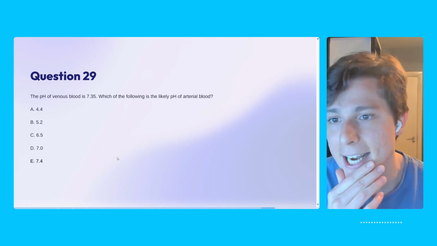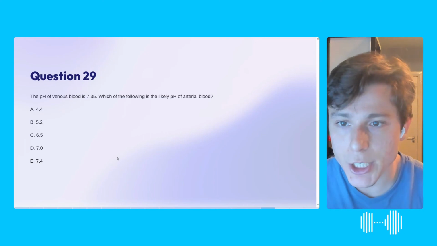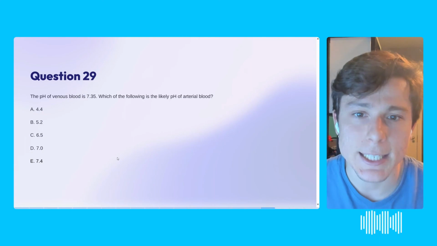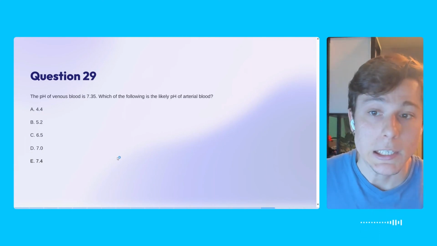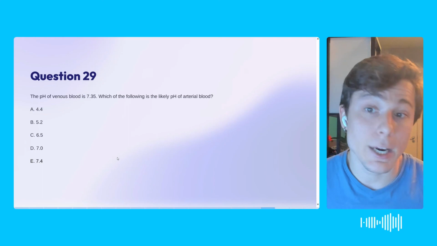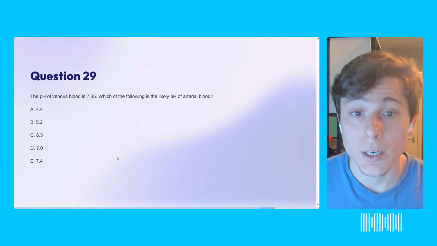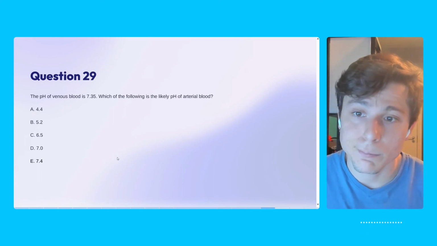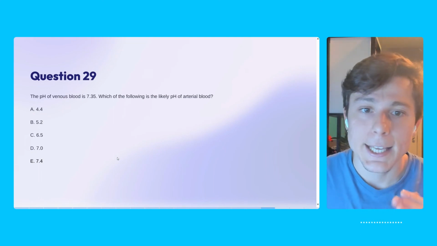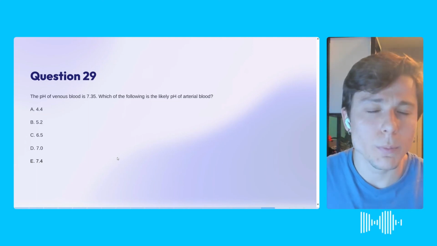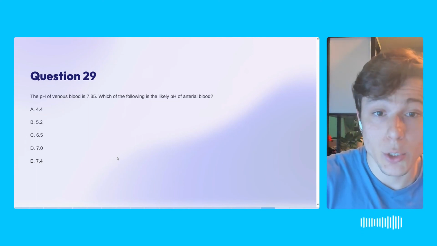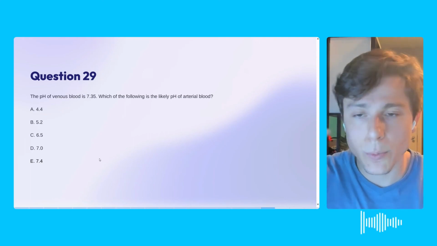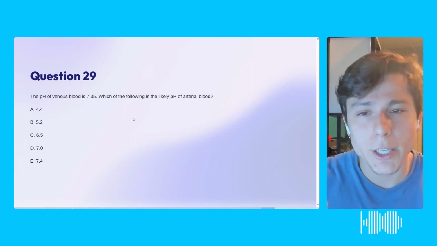So 29, a question about the pH. So the pH of venous blood is 7.35. Which of the following is the likely pH of arterial blood? So it's important to remember that the venous blood carries a lot of CO2 because it's a poor oxygen blood stream. Okay, so it wants us to try to guess what will be the pH of the arterial blood. So basically a vase that has a lot of oxygen. So it's likely to think that it's going to be a little bit higher.